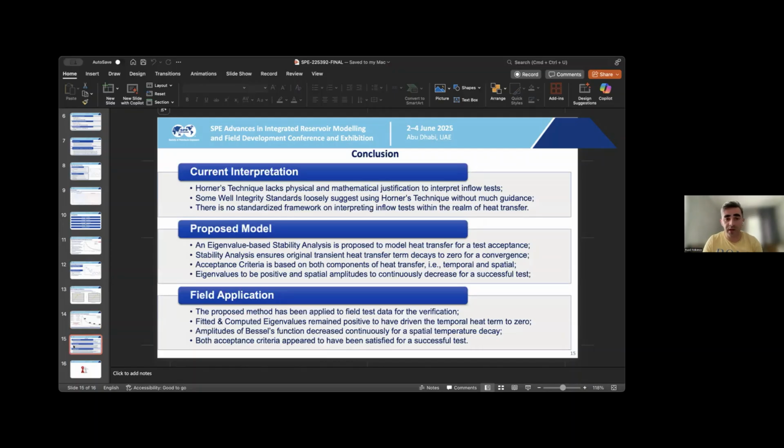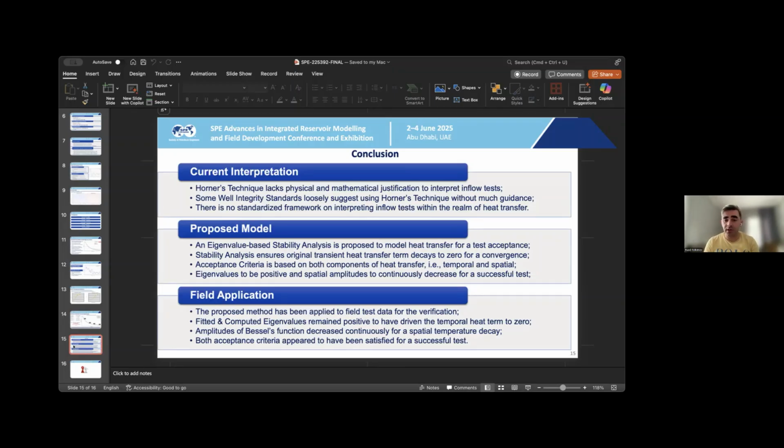So, conclusion: the current interpretation, unfortunately, won't take the standards, whether it's API RP 96, UK Oil and Gas, I mean, I think NORSOK D-010, one of the other prominent standards. It doesn't mention any liner flow test acceptance criteria. It just mentions the liner has to be flow tested, but there are no acceptance criteria or hard requirements across the industry standards. So that's why they were loosely suggesting this Horner's technique without much guidance.